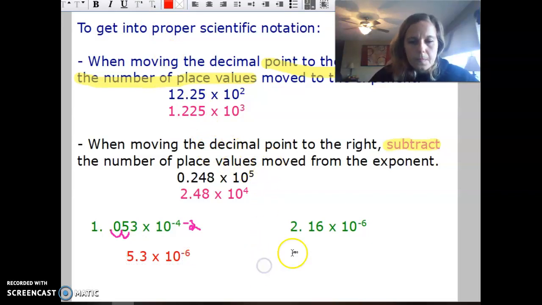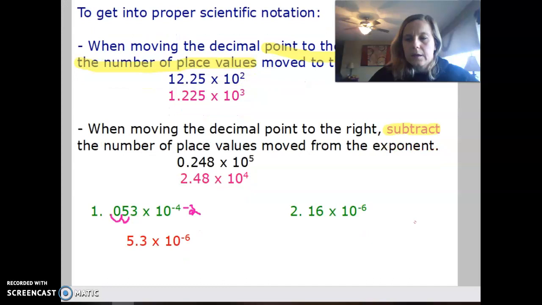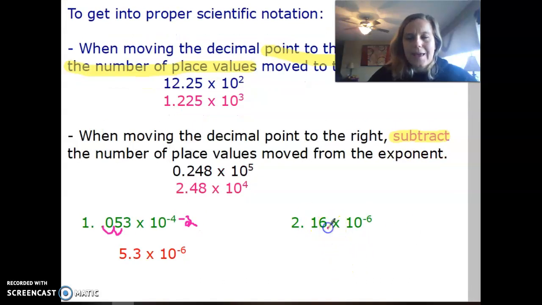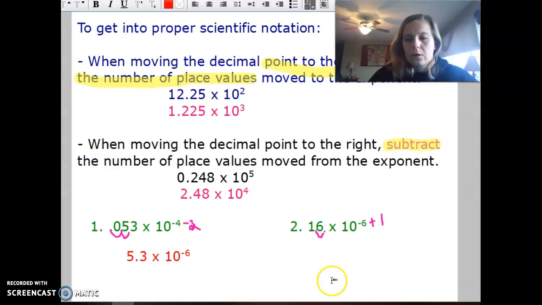Okay? Now if we look at number 2, we see that our decimal, again, is always after. We have to move it 1 to the left. So if I move to the left, I'm going to add 1, which then gives us 1.6 times 10, and negative 6 plus 1 is negative 5. I will make sure to post all these notes on Google Classroom so you guys can look at these for examples also.